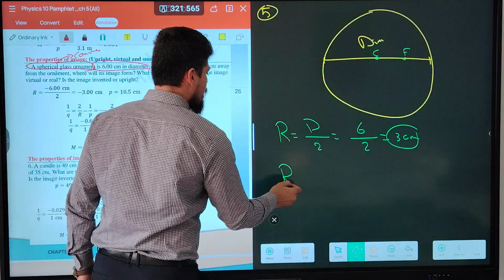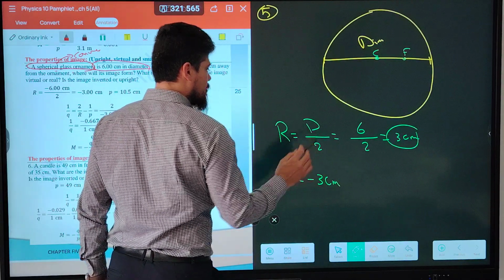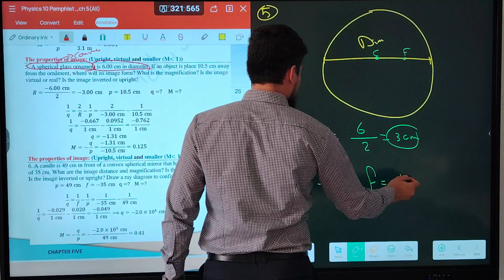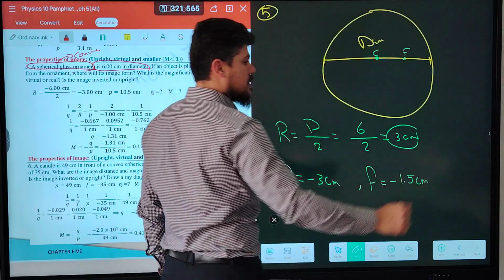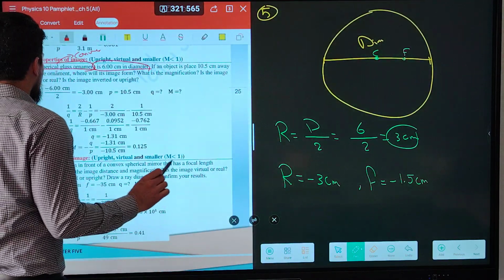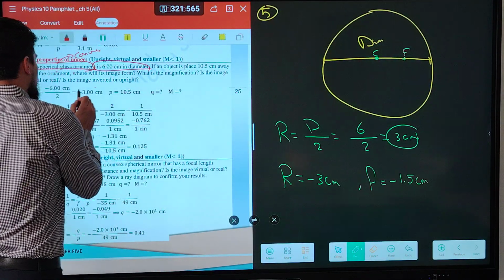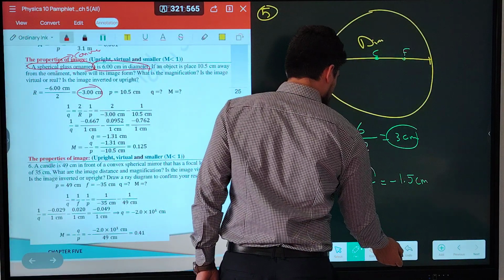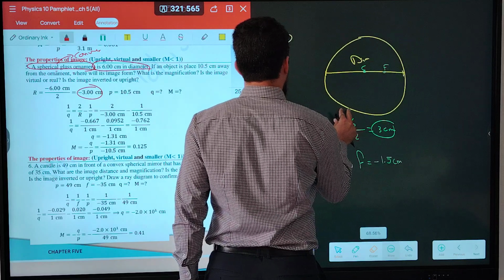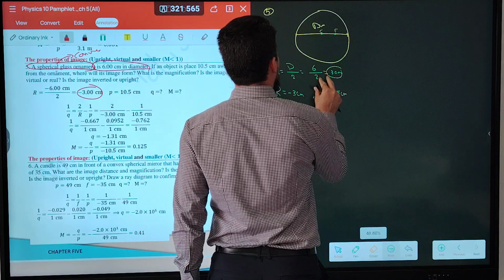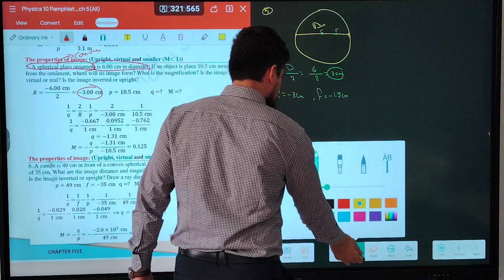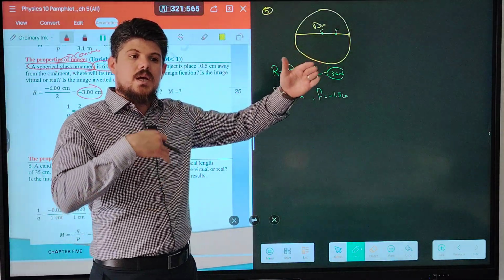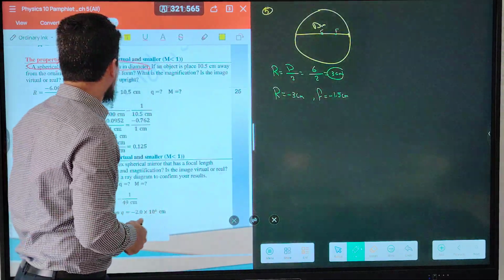So in this case, radius of curvature is equal to negative 3 centimeters. And the focal length is equal to negative 1.5 centimeter. Now in this question we have both radius of curvature and focal length. Whenever the diameter is given, you can find radius of curvature and focal length. How can we determine radius of curvature when diameter is given? The diameter divided by 2 is going to be the radius of curvature.